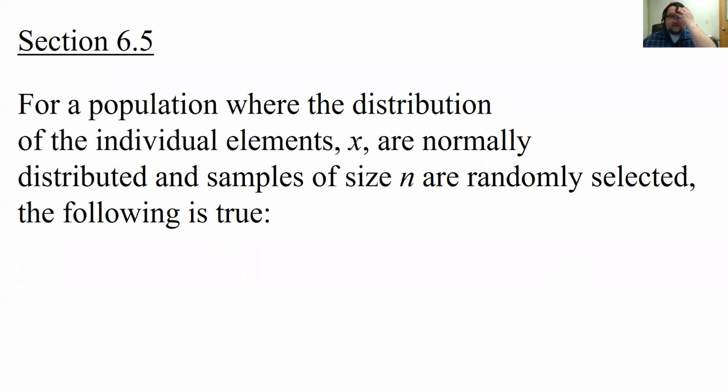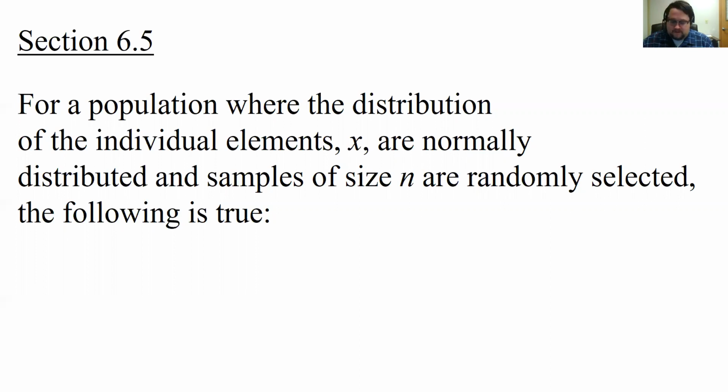All right, in this section, we're going to look at distributions of sample means. So we're going to start here for a population where the distribution of the individual elements X are normally distributed and the samples of size n are randomly selected. The following statements must be true.